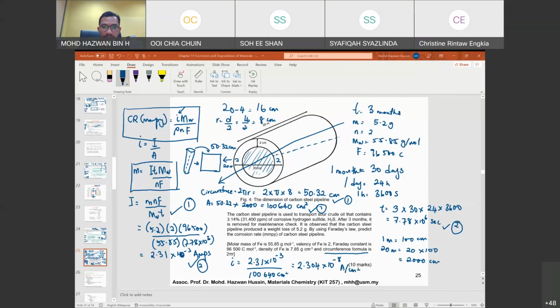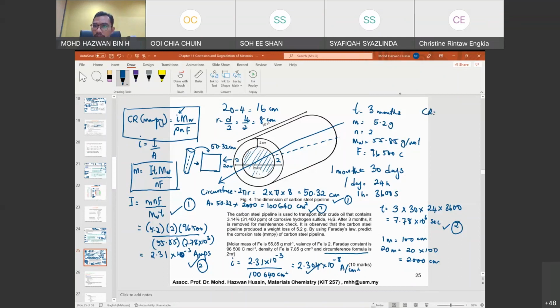Checking. You guys get the same answer? Two people said okay, three. Okay. So I assume it's okay. And finally now, you can put into the formula to calculate the corrosion rate. So this one will also get marks.